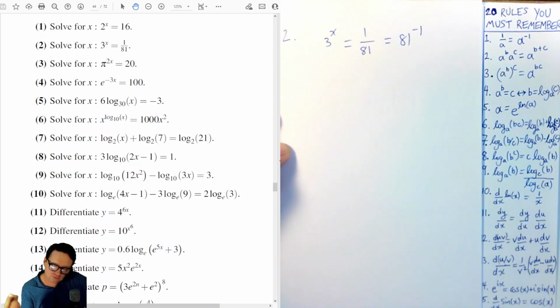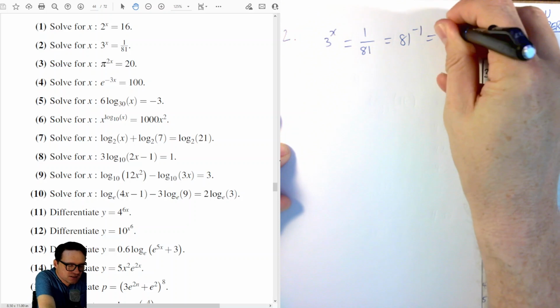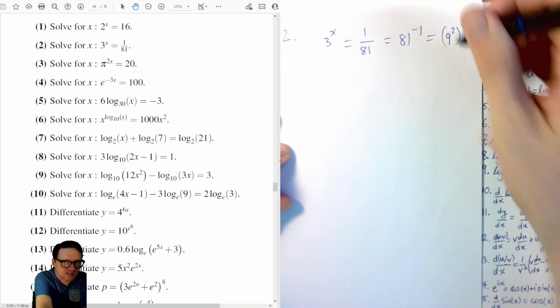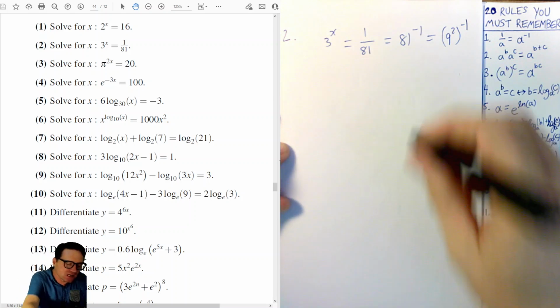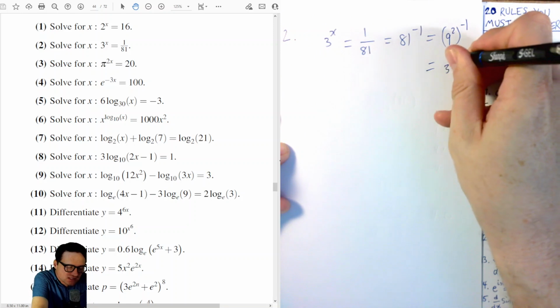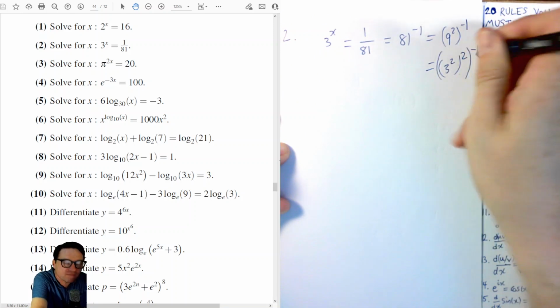Okay, and now you might notice that 81 is 9 times 9. So we have 9 squared to the power of minus 1. Okay, and then you might notice that 9 is 3 times 3. So we have 3 squared, squared, and then all to the power of minus 1.